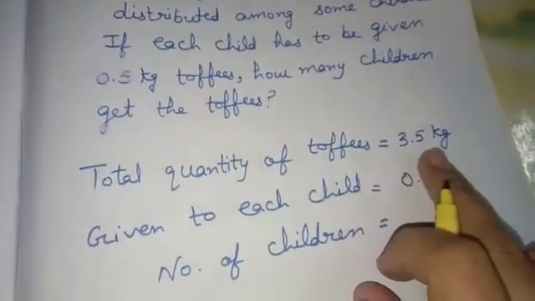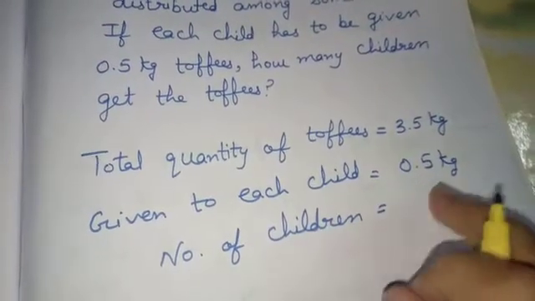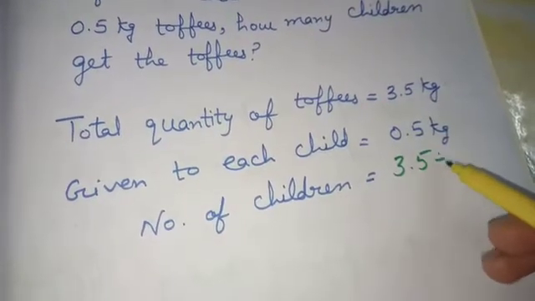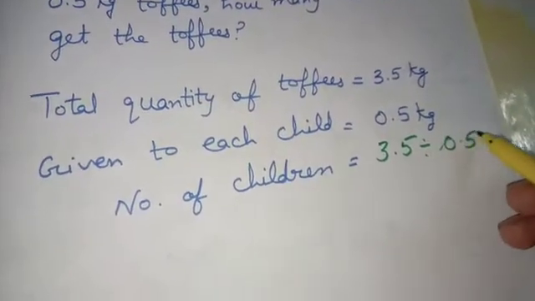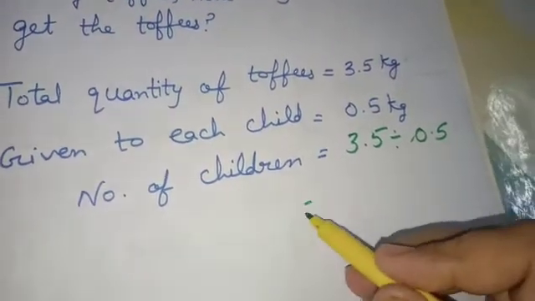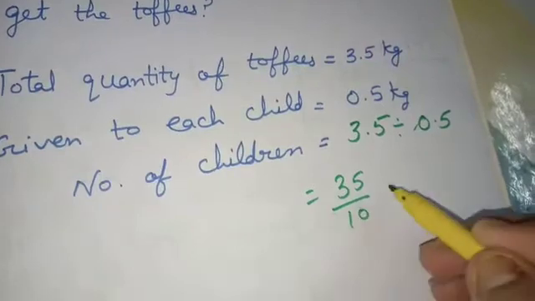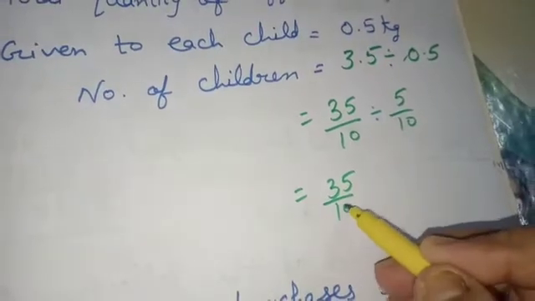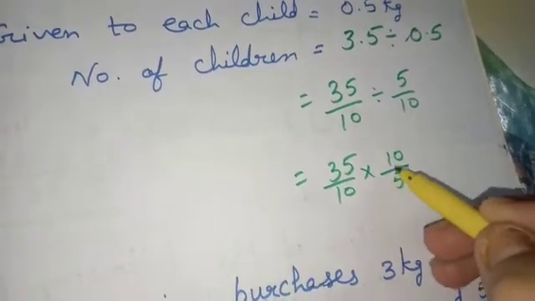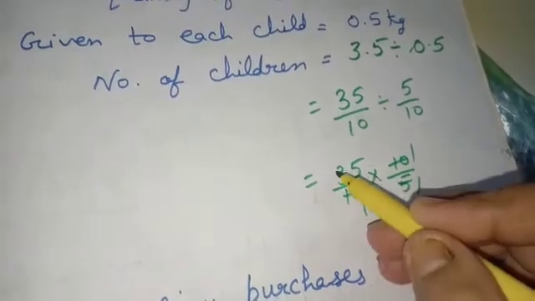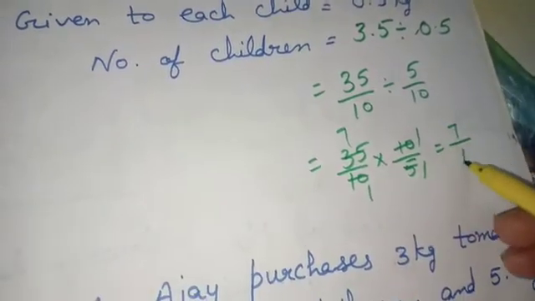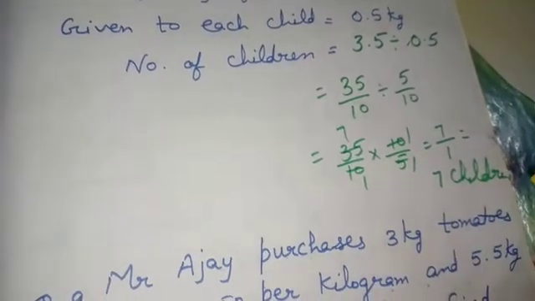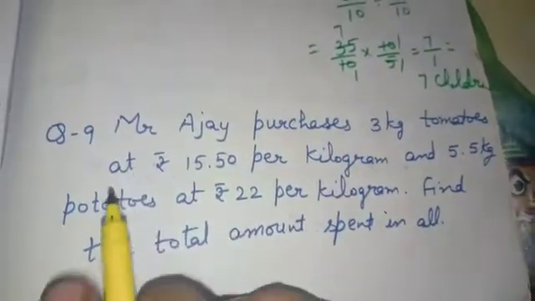The total quantity of toffees is given, and the quantity for each child. To find the number of children, what will we do? We will just divide the total quantity by the quantity given to each child. So same as in the previous question, both the numbers are in decimal form. Convert into fractions, then the division sign will be changed to multiplication by taking the reciprocal. 10 ones are 10, 5 ones are 5, 5 sevens are 35. It will be 7 ones are 7, 1 ones are 1, so 7 children. Okay. Come to next question number 9.